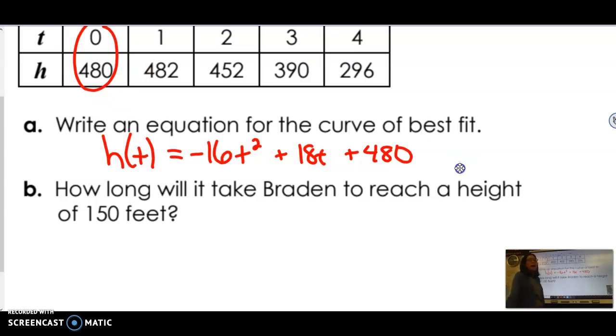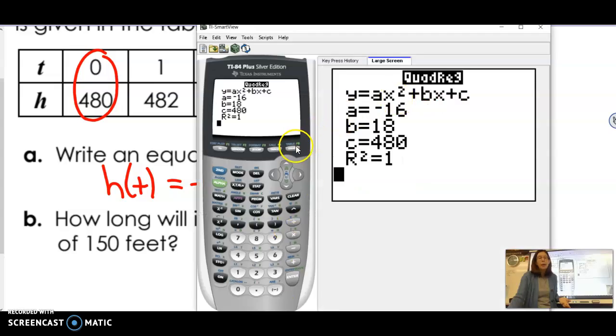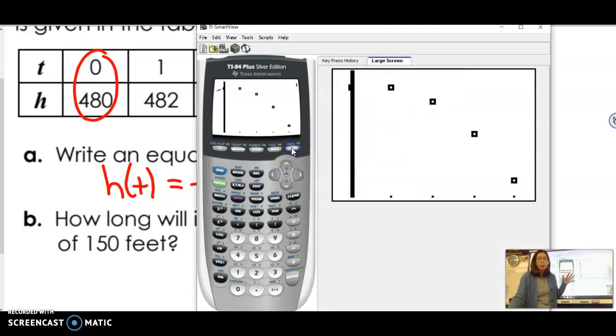And the question says, how long will it take Braden to reach a height of 150 feet? So I know I want 150 here. The question is, when does that happen? So I'm not plugging in a 150. I'm not talking about in 150 seconds. I'm talking about when will the height be 150. So I'm going to go ahead and hit graph so I can see it.